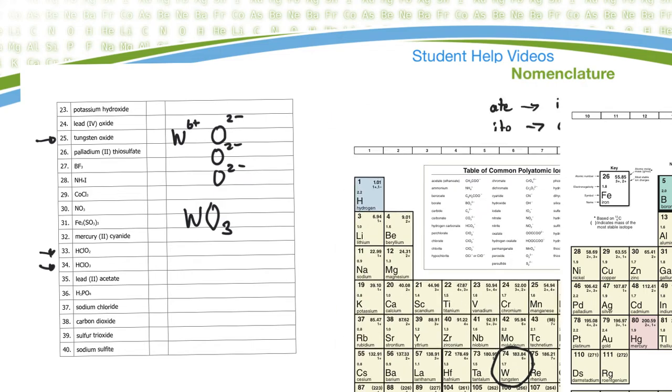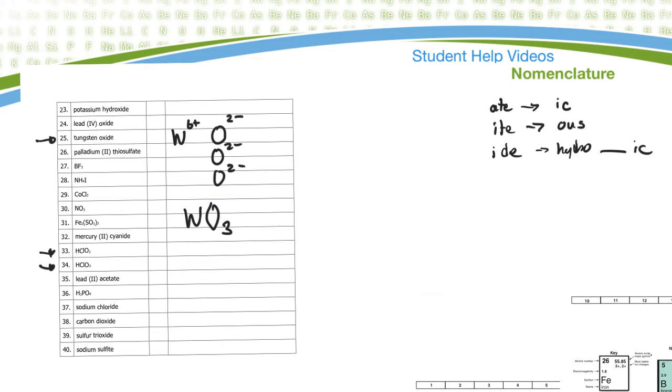Okay, and then the last 2 questions had to deal with acids. So the rule is, if you were to name it not as an acid and it ended in ate, then it's something-ic acid, like chloric acid. If it ends in ite, then it's something like chlorous acid. If it ends in ide, then it has to be hydro and then -ic acid, like hydrochloric acid. So I need to look at what I have here.